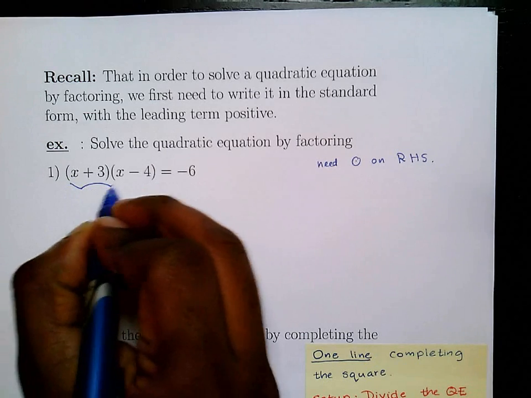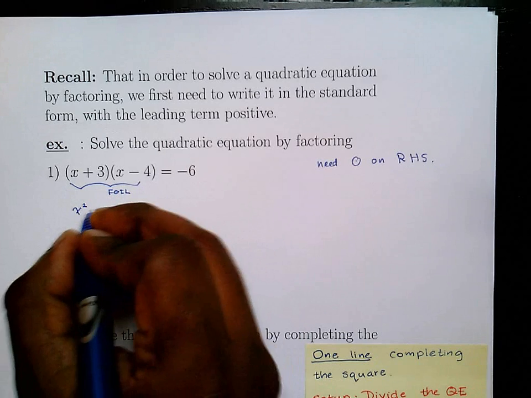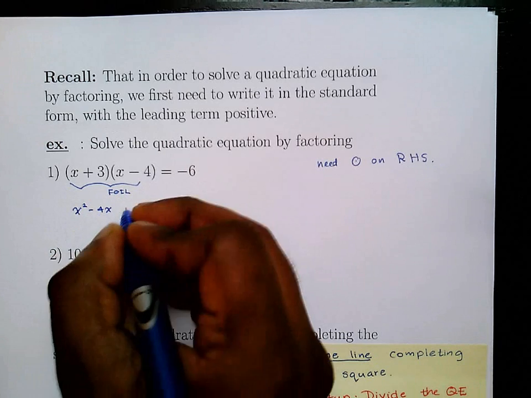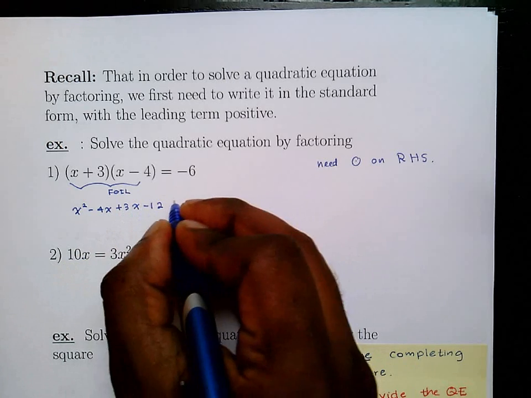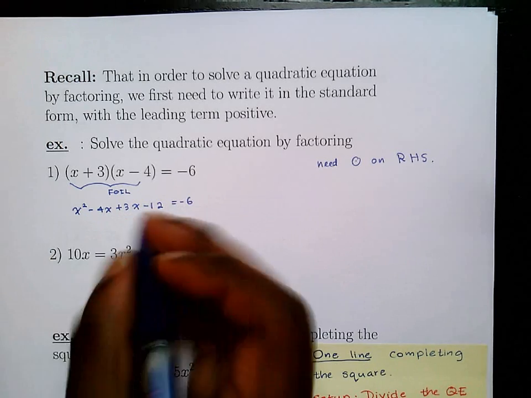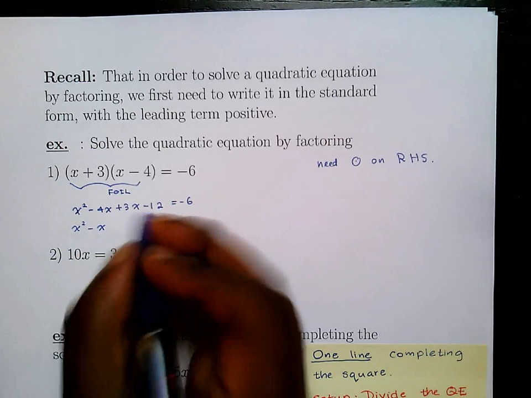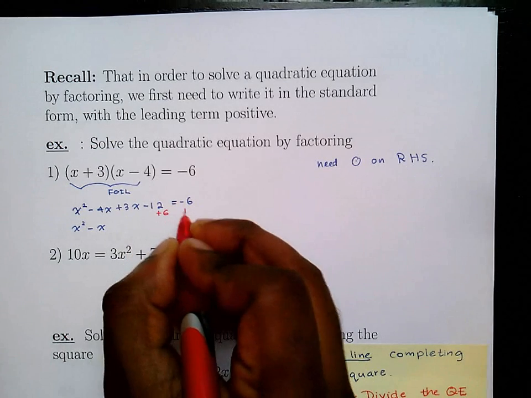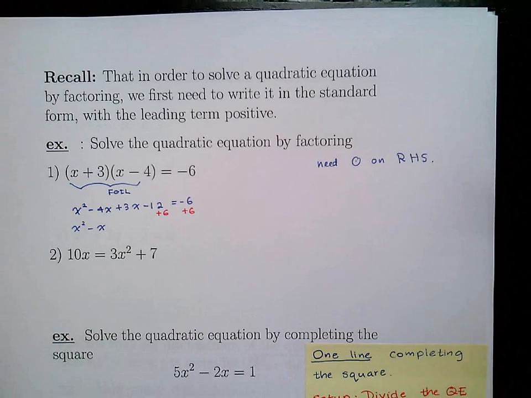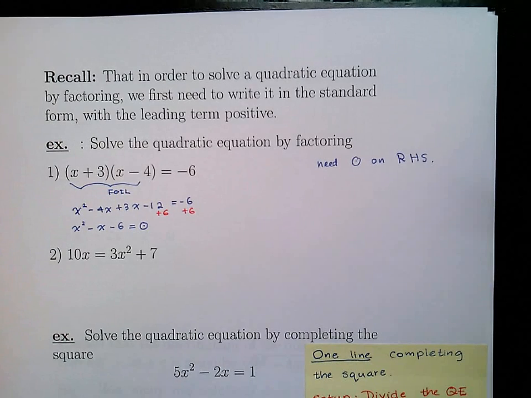So you get x squared minus 4x plus 3x minus 12 equals negative 6, and then that would be minus x, and then minus 12. You can add 6 to both sides at this step, so you get minus 6 equals 0. x squared minus x minus 6 equals 0.